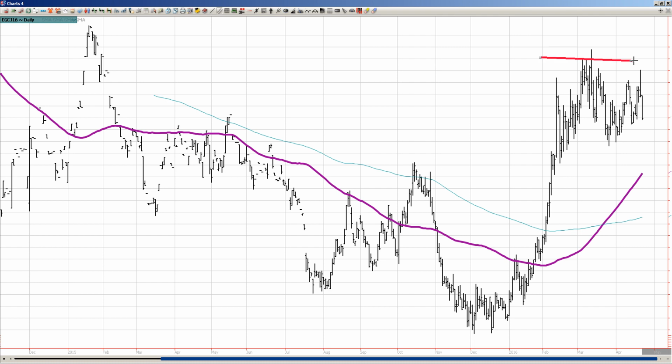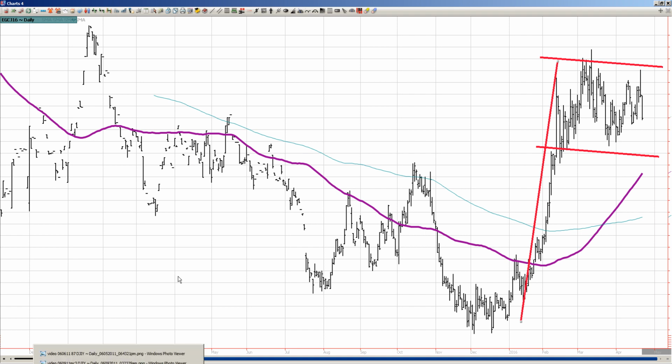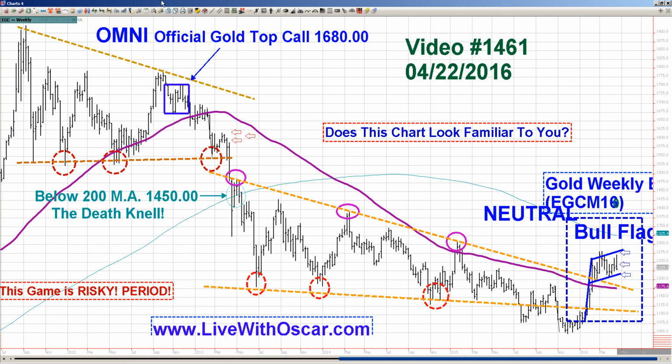So this is your gold market, don't forget, on the daily. So big rally that we've seen, and gold does not stick its head up this far for no reason at all. So let's see what it's going to do. Please be careful out there. Let's go back to the weekly, because that's a much prettier chart.